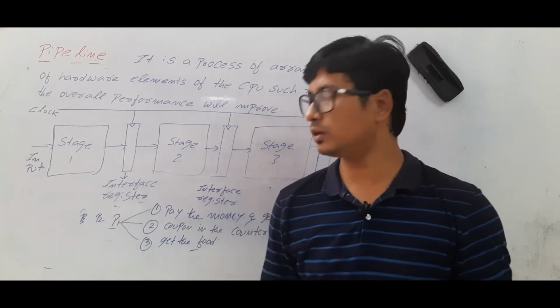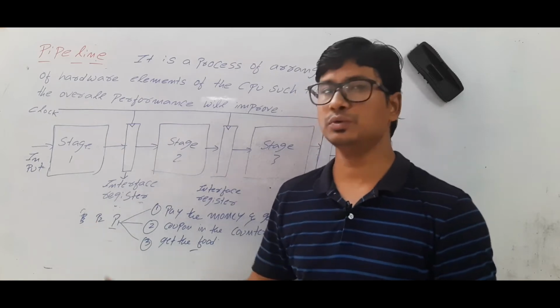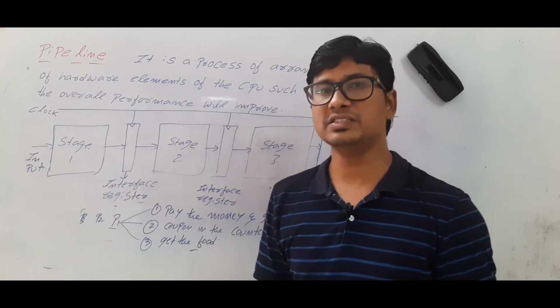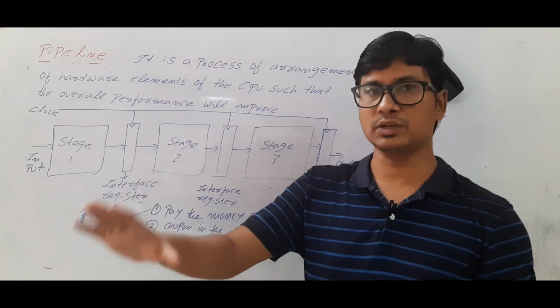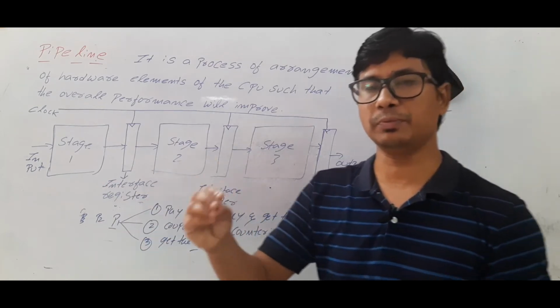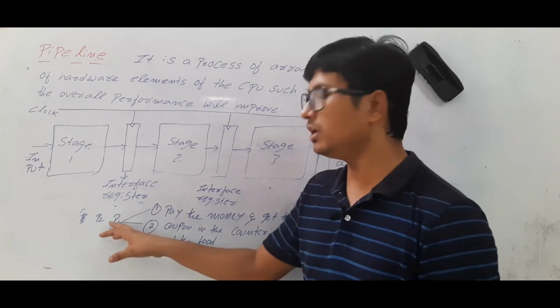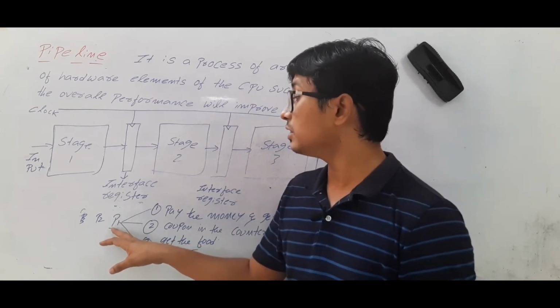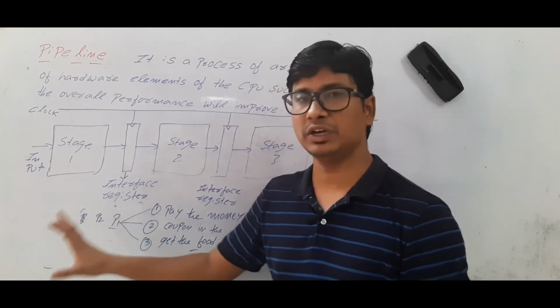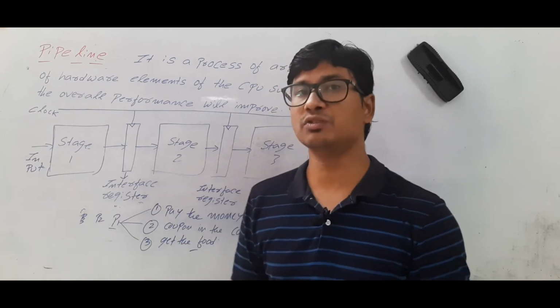Once I come out, then only person 2 enters, then person 3, like that. If they say like that, what will happen? Person 1 to eat the food, prepare the food, everything, will take 15 to 20 minutes, let's take that. Even if you do it very fast, person 2 has to wait for 15 minutes, and person 3 has to wait for 30 minutes.